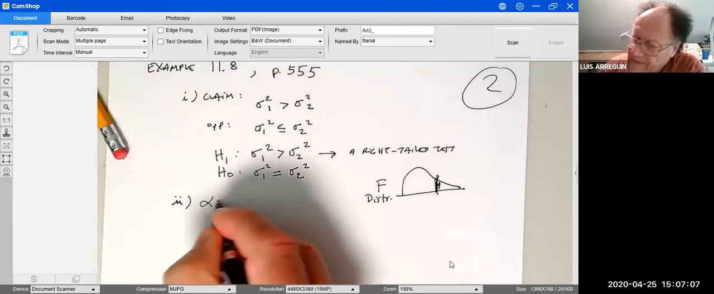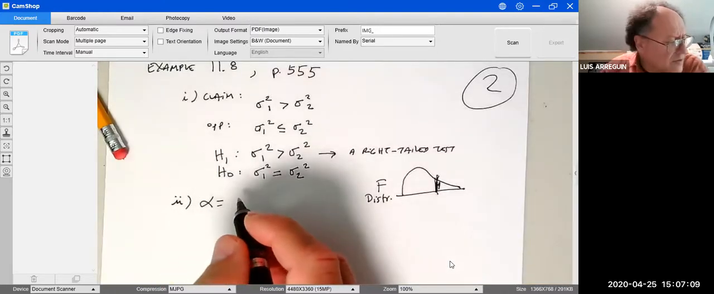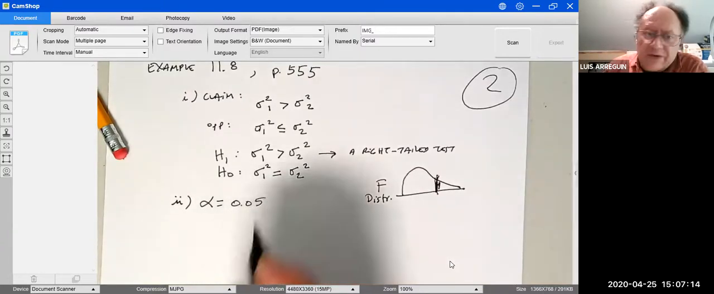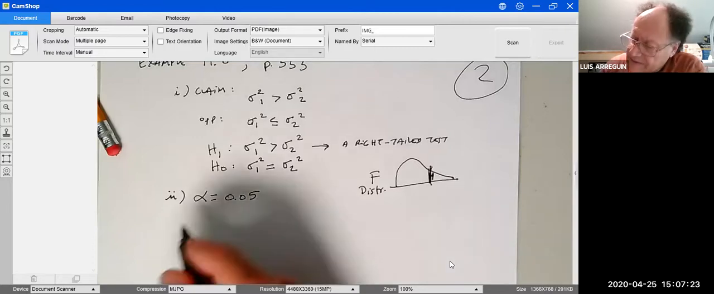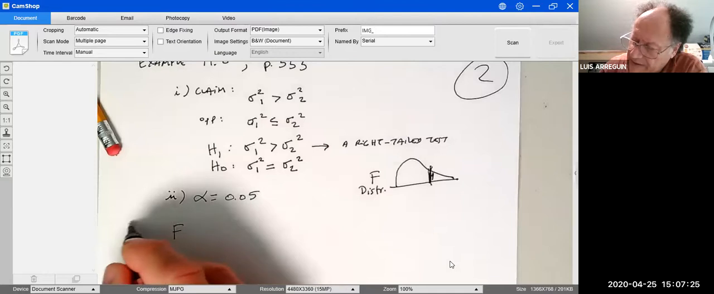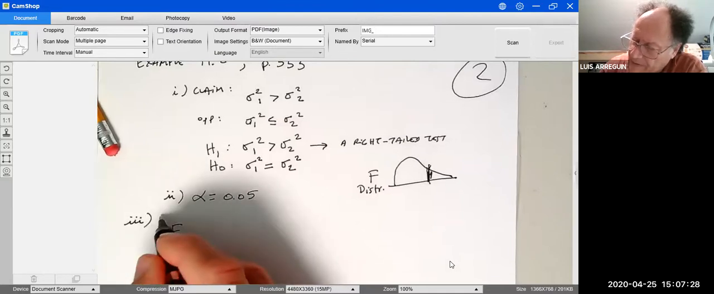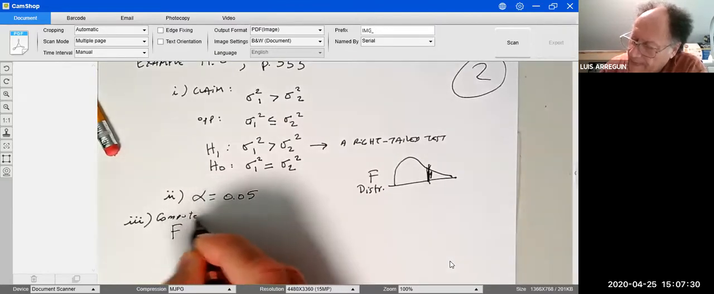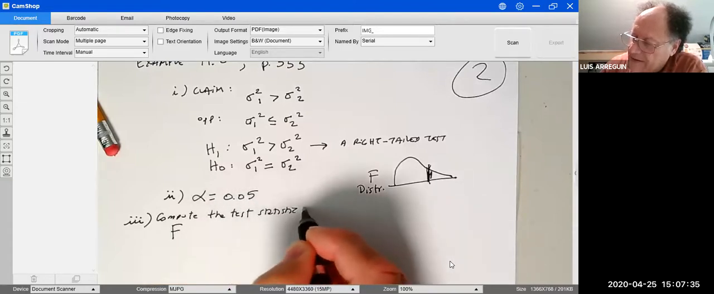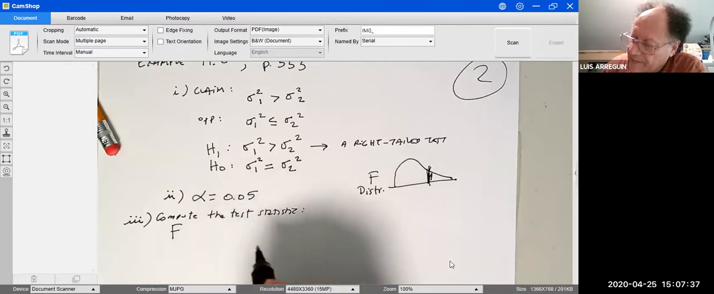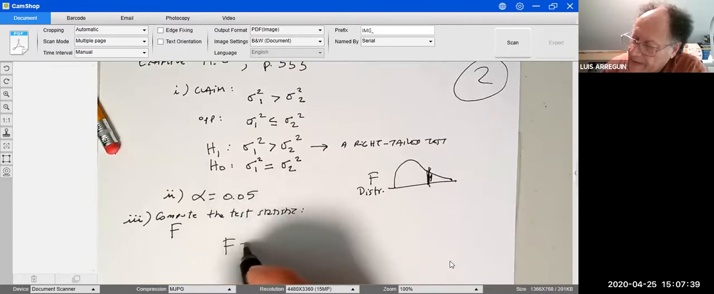So let's continue by writing the significance level that we're going to use. It's just, from the problem, 0.05. We need to read carefully because depending on the significance level, the decision might be one way or the other. So the next step is we're going to compute the test statistic. In this case, we're going to compute F.